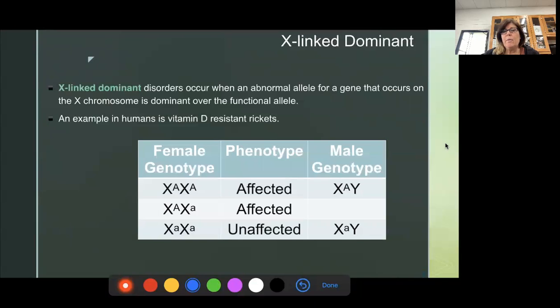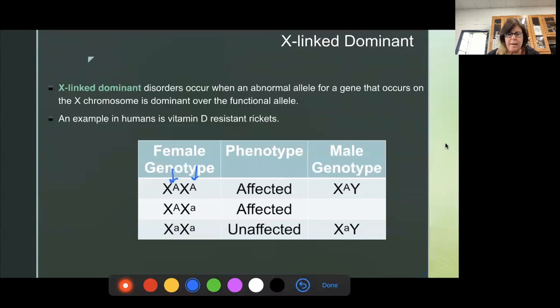This is where, when we write these down, we have to use our X's and Y's. You should not have anything on that Y chromosome, because everything we're studying here is an X linked disorder. So you need to show what gene is on the X, and you'll do so using superscripts.